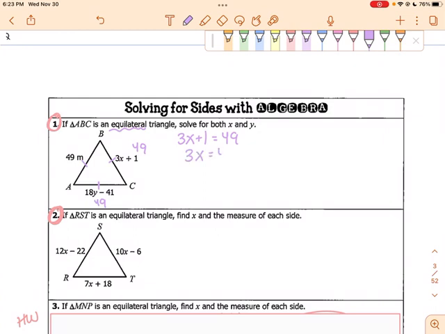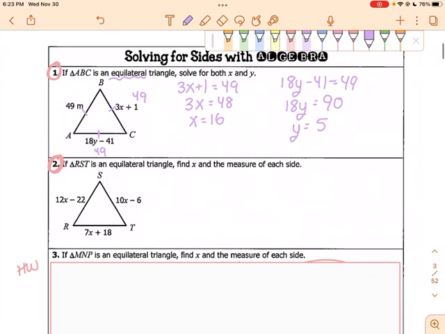We know they all should be 49, right? If one is 49, they should all be 49. So then you're just equaling it to 49, solving with regular algebra. So x is 16. And then similarly for y equals 49. And that would be 80 and 10, which is 90. So then y is 5.